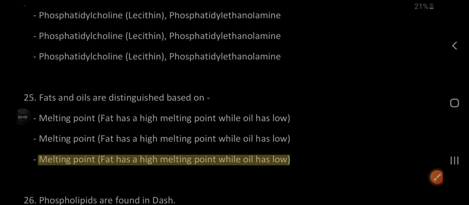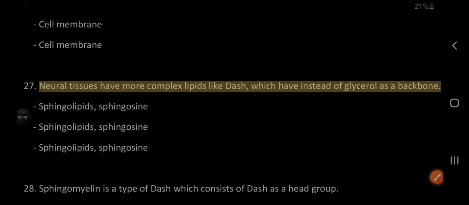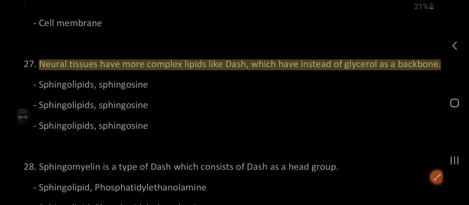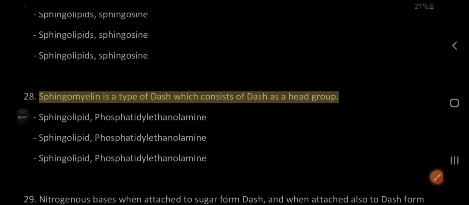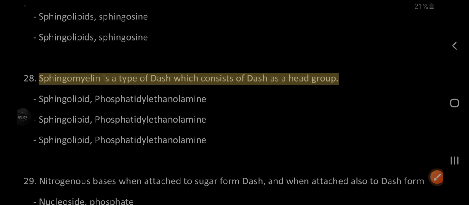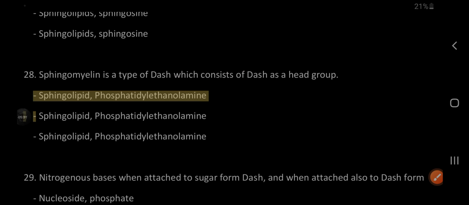26. Phospholipids are found in the cell membrane. 27. Neural tissues have more complex lipids like sphingolipids, which have sphingosine instead of glycerol as a backbone. 28. Sphingomyelin is a type of sphingolipid which consists of phosphatidylethanolamine as a head group.